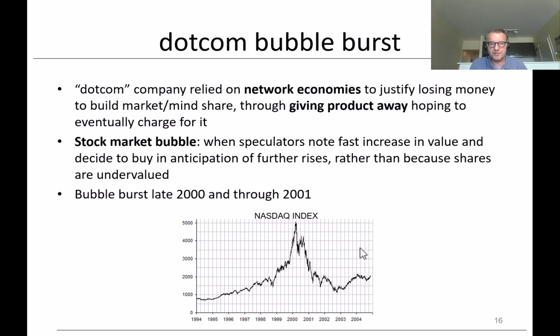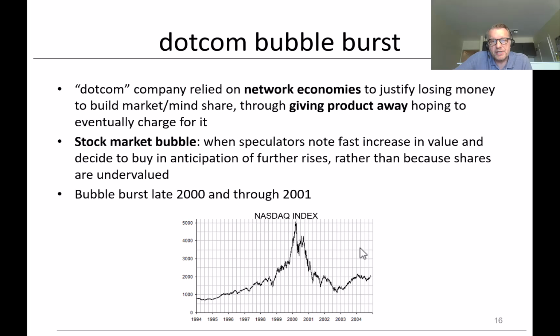But not all of them were successful. Not all of them reached that stage of network effects, of network economies. Many of them were just burning up cash, just losing money, hoping to reach the network effect at a particular stage, but never reached it and went bankrupt. And that's what created what we refer to as the stock market bubble. Speculators note the fast increase in value and decide to buy in anticipation of further rises, until many companies start going bankrupt because they never reach that network effect.